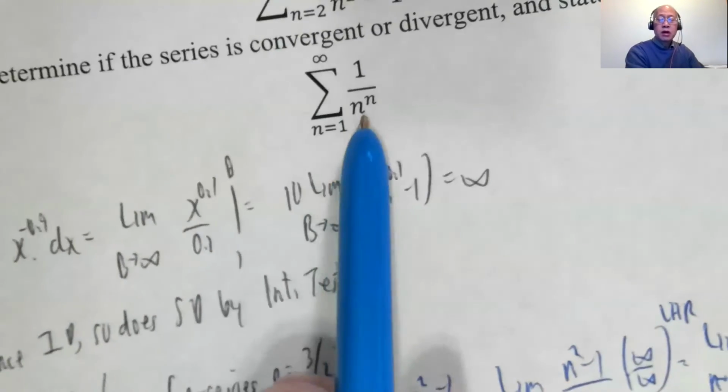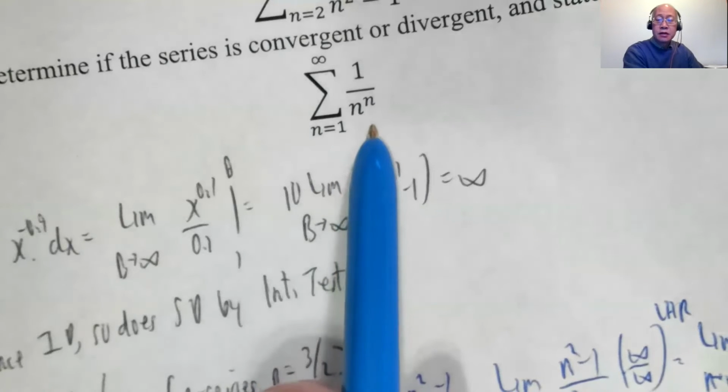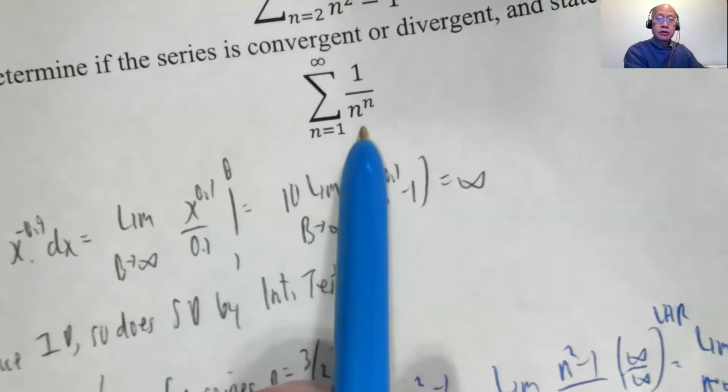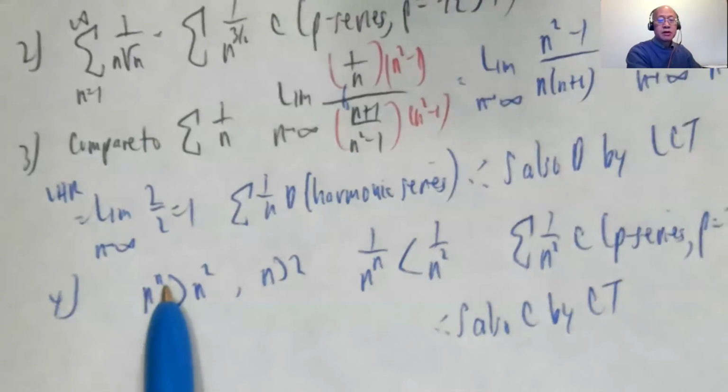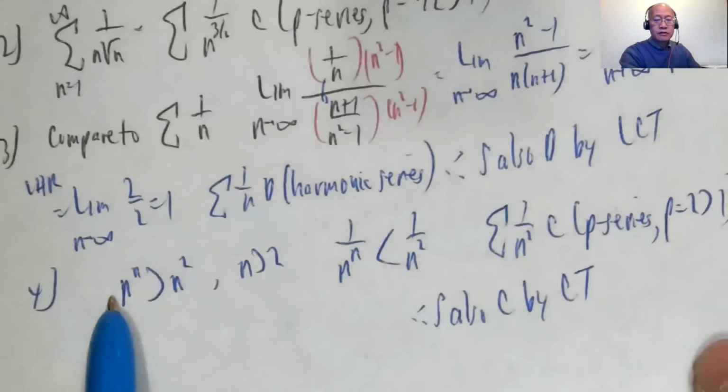Okay, number 4, 1 over n to the n. We'll learn something later called the root test, which will make things easier. We think this converges. An easy way to do this is to compare it to 1 over n squared.